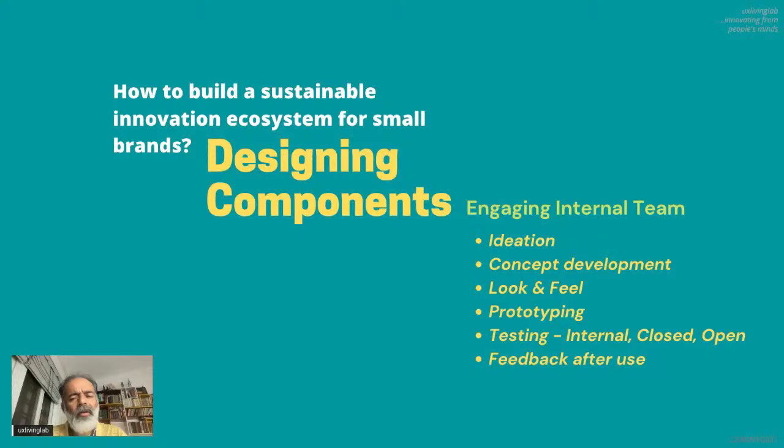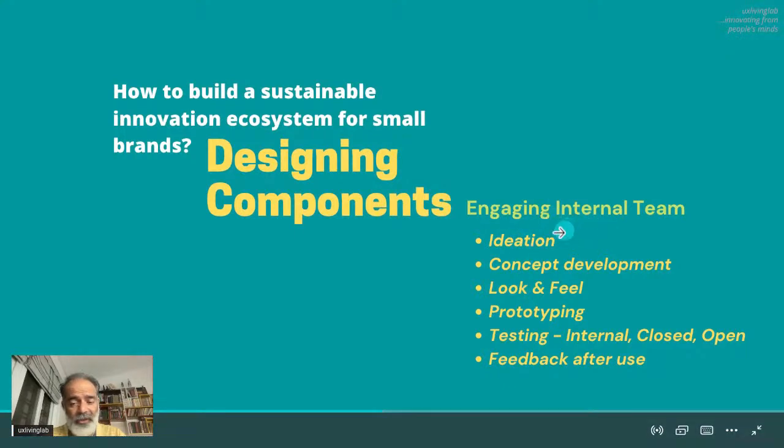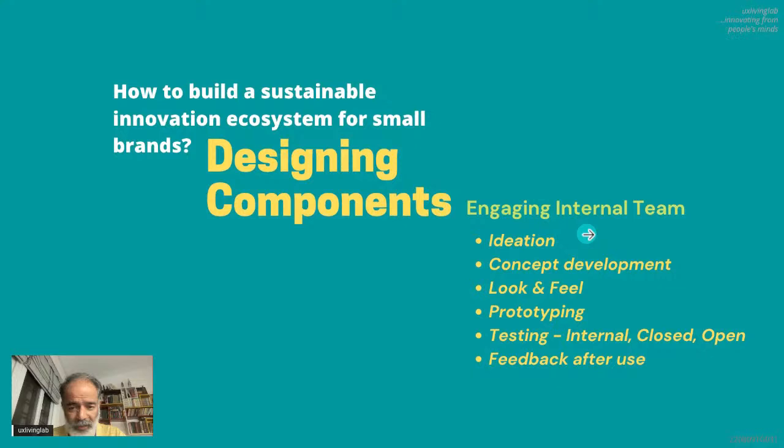Then, how to do this? How to build a sustainable innovation ecosystem? We are talking about engaging internal teams. What are the steps or execution procedure? Normally in innovation, these are the steps I already explained in our open innovation journey, so here I am doing it again. Ideation is the first step, then concept development, look and feel, prototyping, testing, feedback. I will explain each point in detail, because these are the stages. So this is the journey the internal team has to pass.